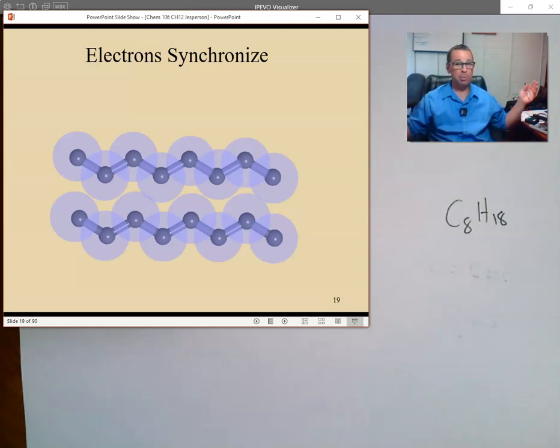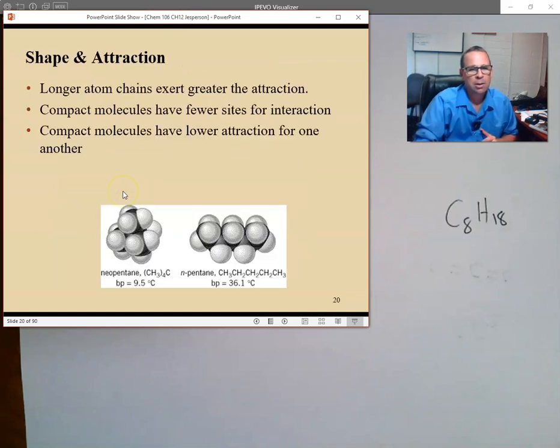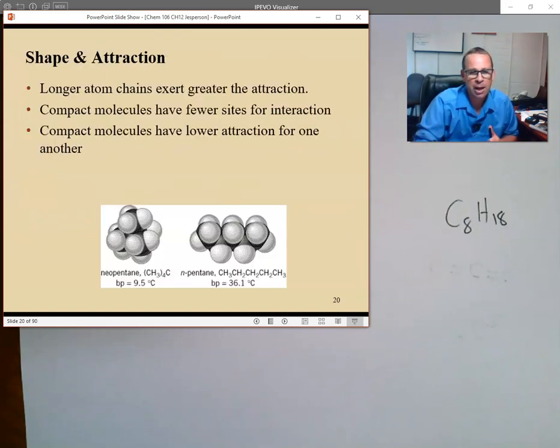However, if you have a really big compound, lots of little London dispersion forces can actually be more influential than a single dipole. Okay. All right. So another thing that needs to be taken into account is the shape of the compound. So this compound here is pentane, and this compound here is also pentane.